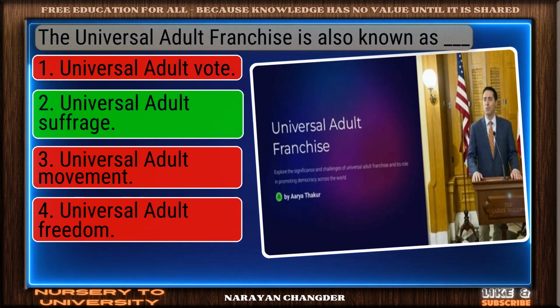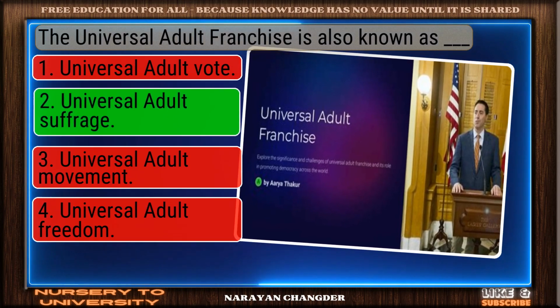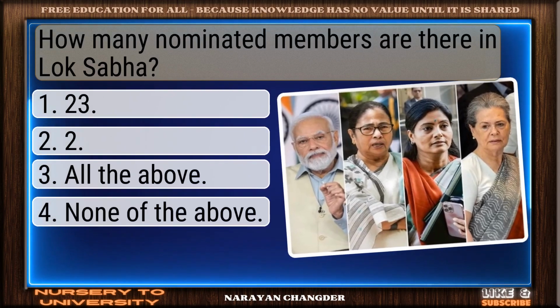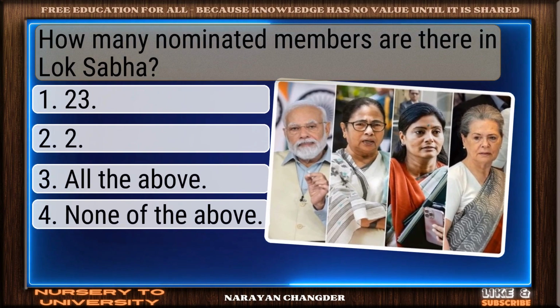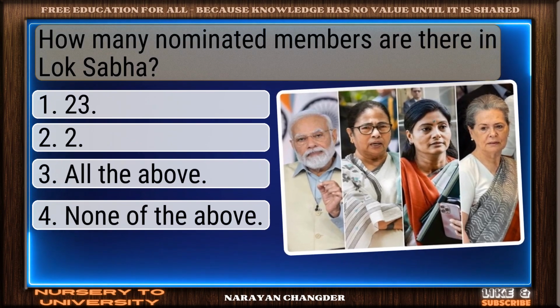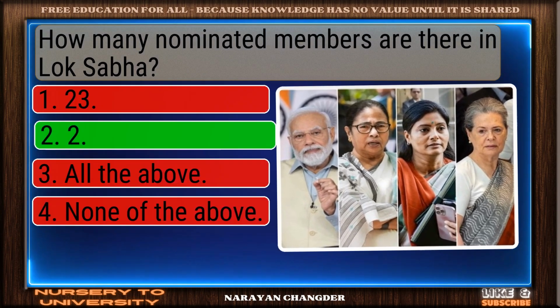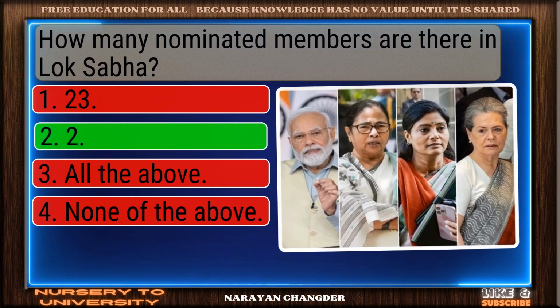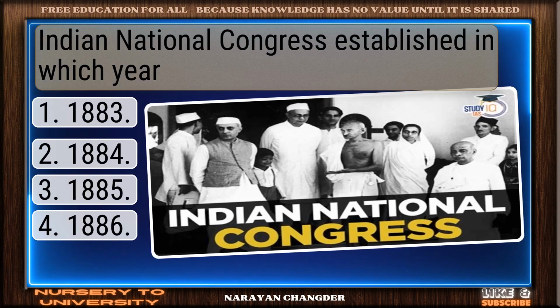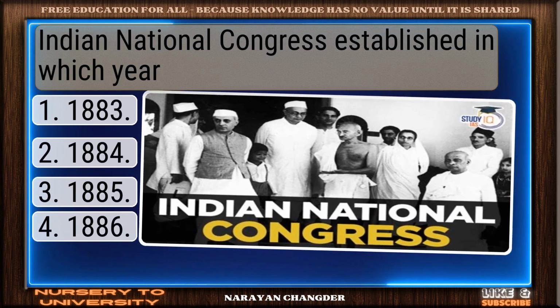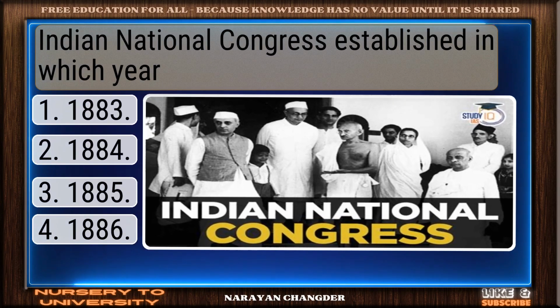Strong choice. Universal adult suffrage is the right answer. Question number 125. How many nominated members are there in Lok Sabha? On track. 2 is the correct answer. Question number 126. Indian National Congress established in which year?